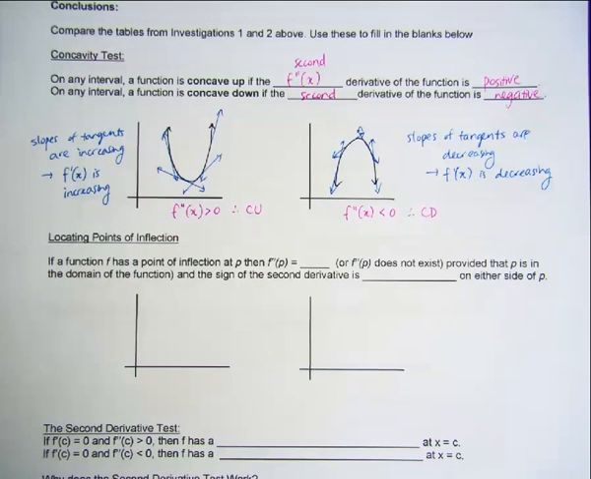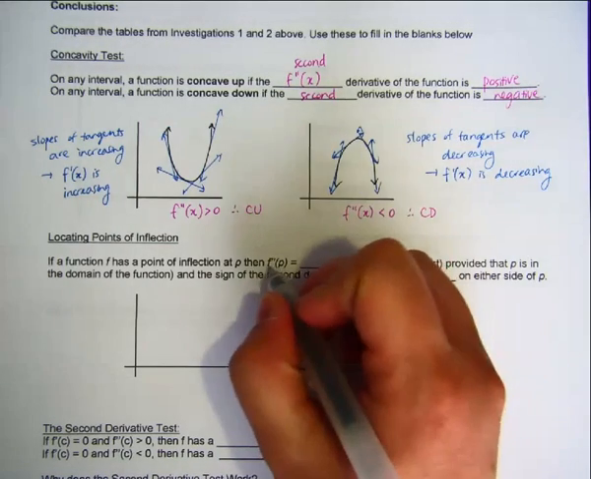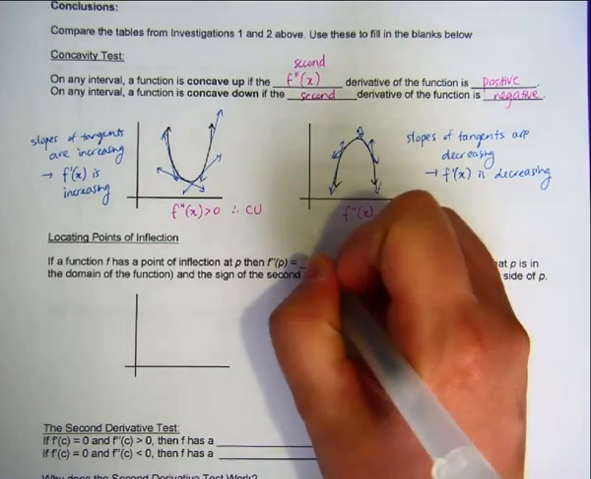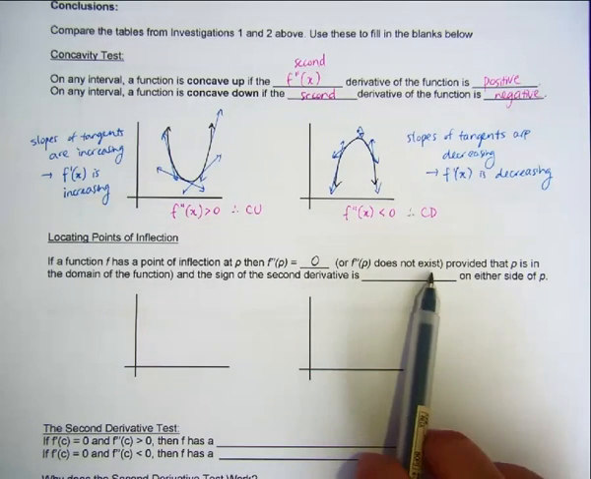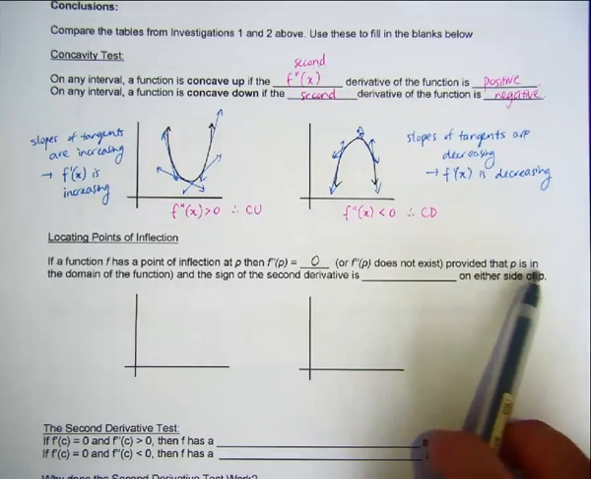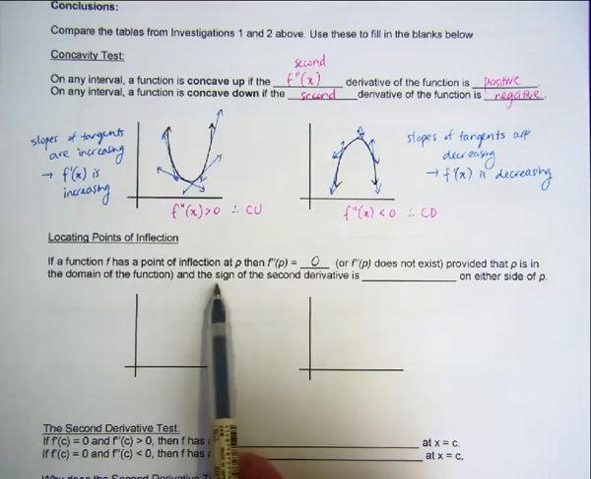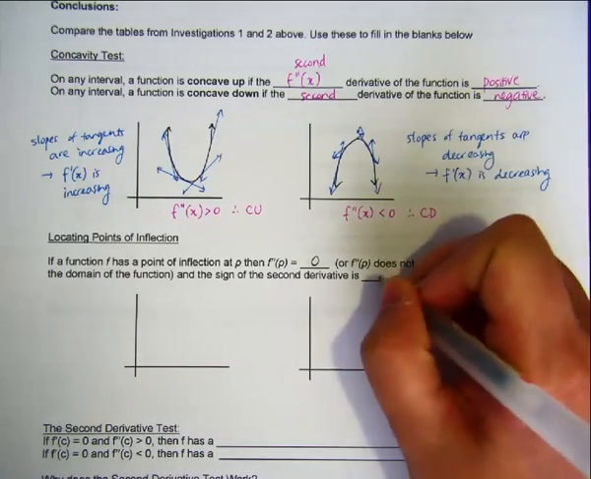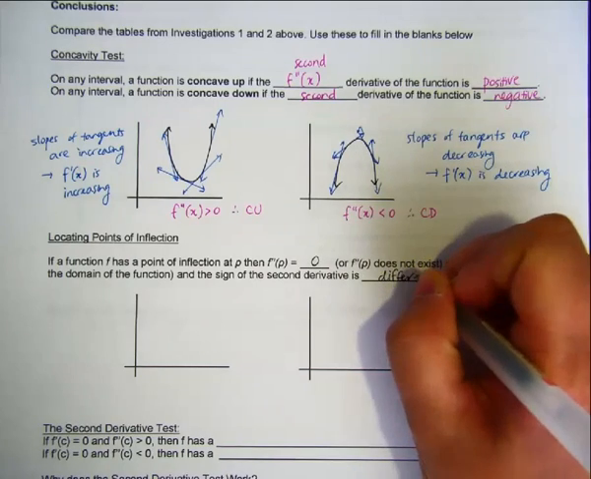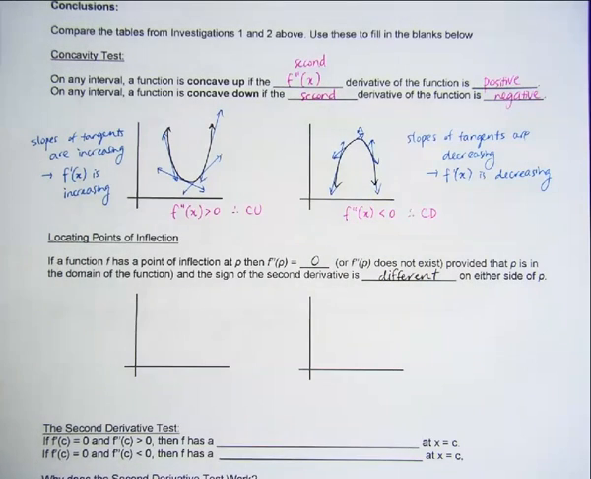Again, if you go back to investigations 1 and 2, you'll see that the function f has a point of inflection at p if f double prime of p equals 0, or if f double prime of p does not exist, provided that p is in the domain of the function and the sign of the second derivative is different on either side of p.